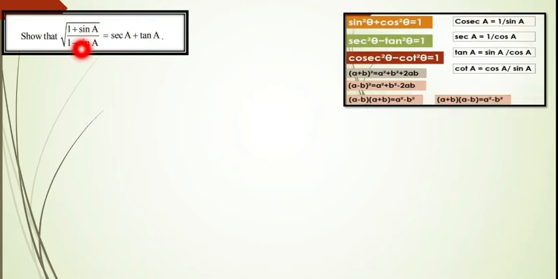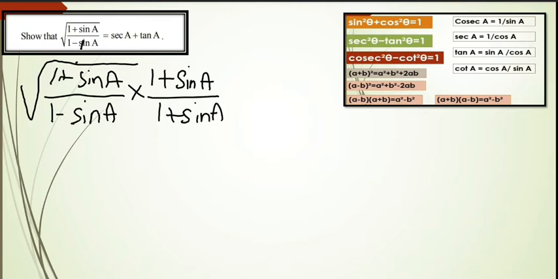See this problem. Show that root of (1 plus sin A) by (1 minus sin A). This is very important. If you observe clearly, it is in terms of sine, and we can't use any trigonometric identity here, and it is not in the form of an algebraic identity. So just observe that when a root is there, we have to follow this rule. That is, we have to multiply and divide with 1 plus sin A. That means here 1 plus sin A is there in the numerator. So with that we have to proceed.